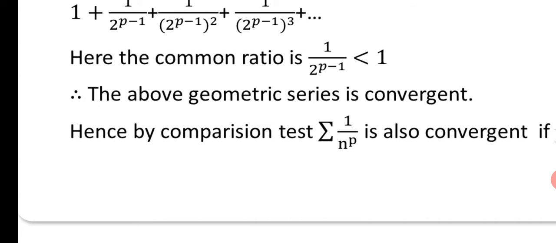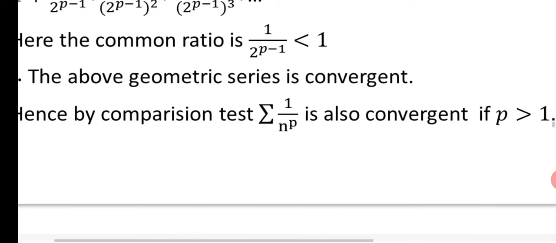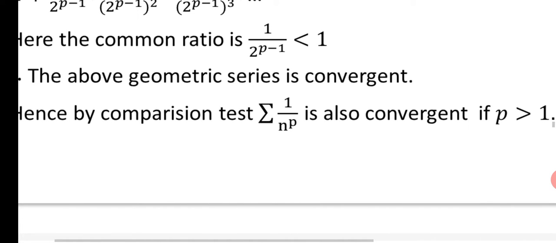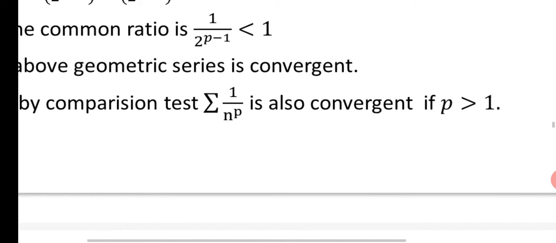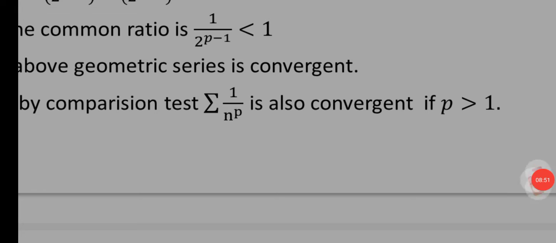Hence, by comparison test, summation 1 by n to the power of p is convergent if p is greater than 1.